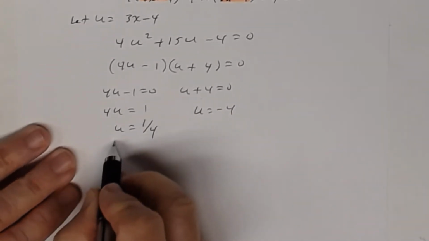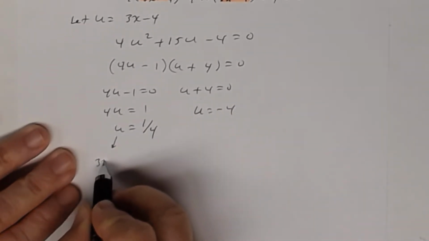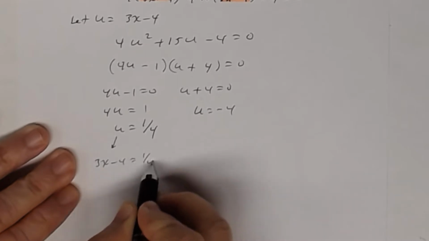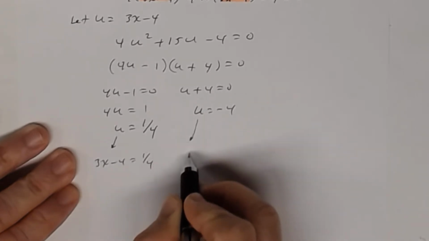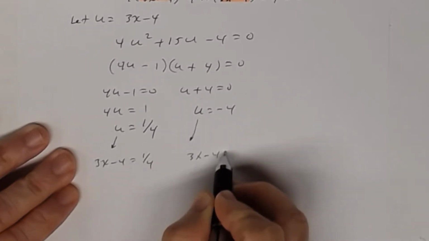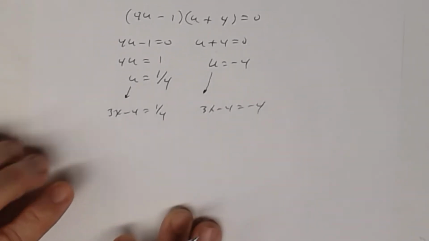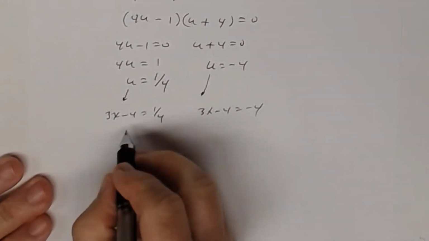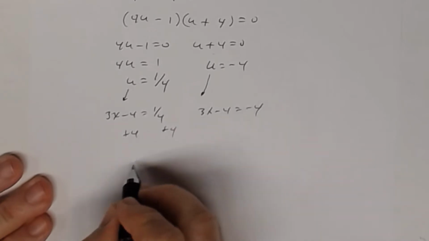So you're going to resubstitute. So this becomes 3x minus 4 equals 1/4. And then same thing here, 3x minus 4 equals negative 4. Okay? And then we solve for x. All right, so I'm going to go ahead and add 4 to both sides, just like this.